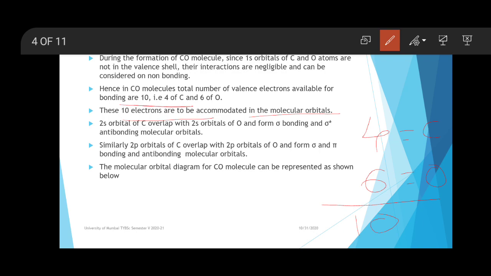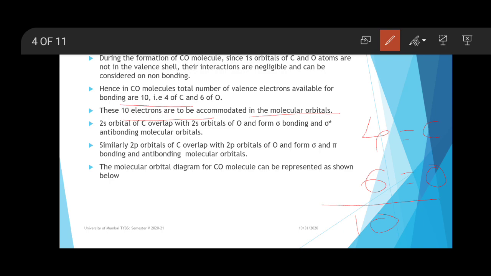Everybody understood? Students, I will again say that the MOT diagram for such molecules is very, very important, because a 5-mark question will be asked in examinations on writing down the molecular orbital diagram of the CO molecule and so on. That's why it is very, very important to study.